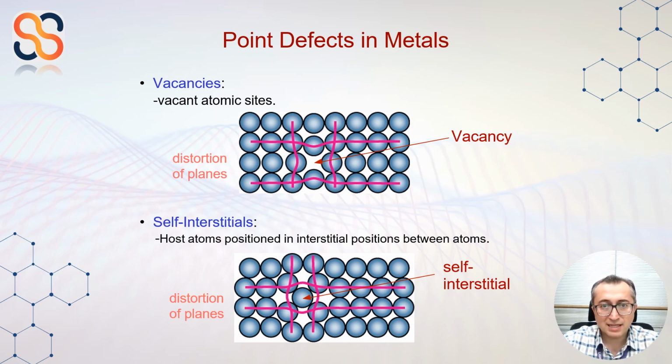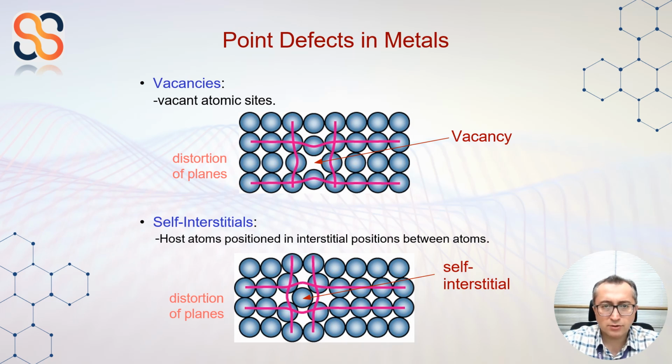Imagine a crowded classroom where one chair is empty. That empty chair is like a vacancy in the atomic structure. This missing atom can cause distortions in the surrounding planes. These distortions can affect how the material behaves, specifically in terms of diffusion, which is how atoms move through the crystal lattice. The presence of vacancies can also influence the mechanical properties such as hardness and ductility.